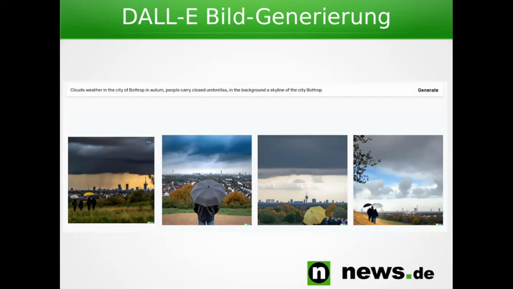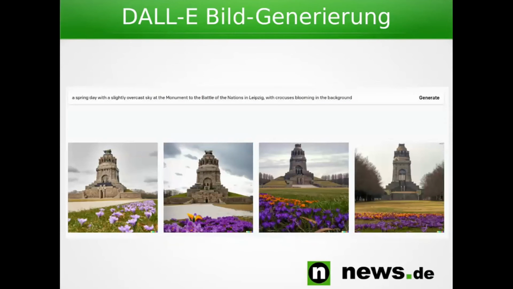All right, another example here of a small city. It is the city of Bottrop. People with an umbrella in the city of Bottrop. And what also works well is to have this skyline in the background. Of course, the skyline is not there in every city, but it looks really nice. Another example here is Leipzig. You see the monument to the Battle of the Nations in Leipzig.